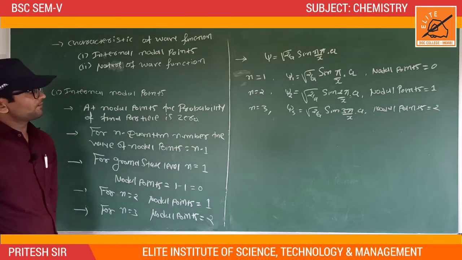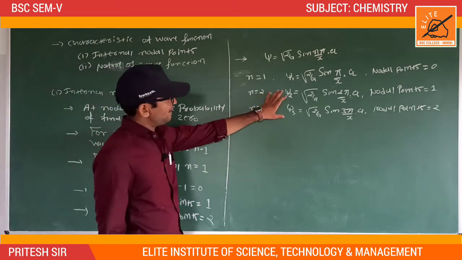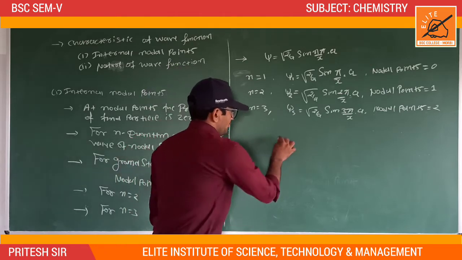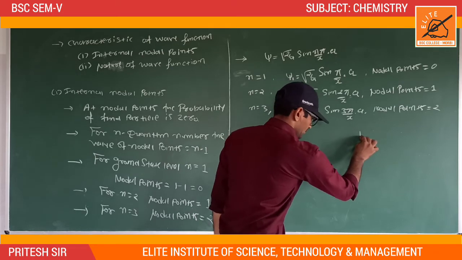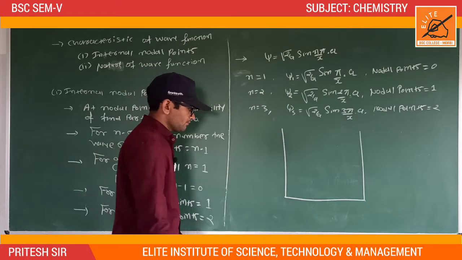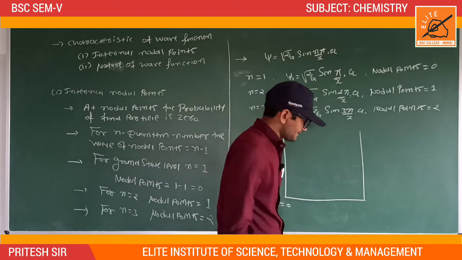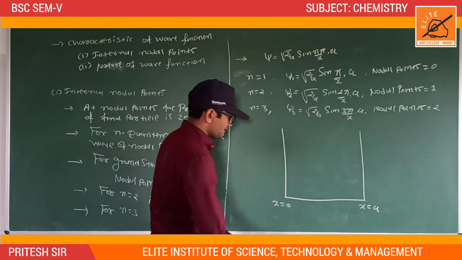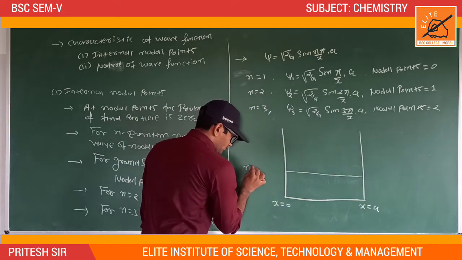Okay. So I will explain this theoretical process in graphical representation. Okay. So this is the simple one-dimensional box. Okay. So here the value of x is equal to 0. Here the value of x is equal to a. Okay. This is the first energy level. It means the value of n is equal to 1.